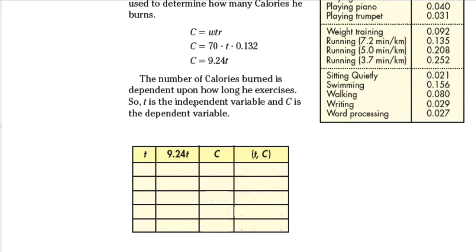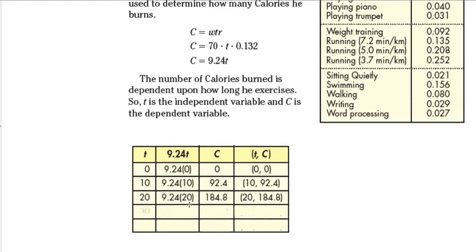Let's say Manuel plays football for 0 minutes. Obviously the calories that he will burn will be 0, so your ordered pair will be (0, 0). If Manuel plays for 10 minutes, it will be 9.24 times 10, which is 92.4. So your ordered pair would be (10, 92.4), which simply means for every 10 minutes that he plays, he burns 92.4 calories. For 20 minutes, substituting in the equation 9.24T, Manuel burns 184.8. So for every 20 minutes that he plays football, he burns 184.8 calories.